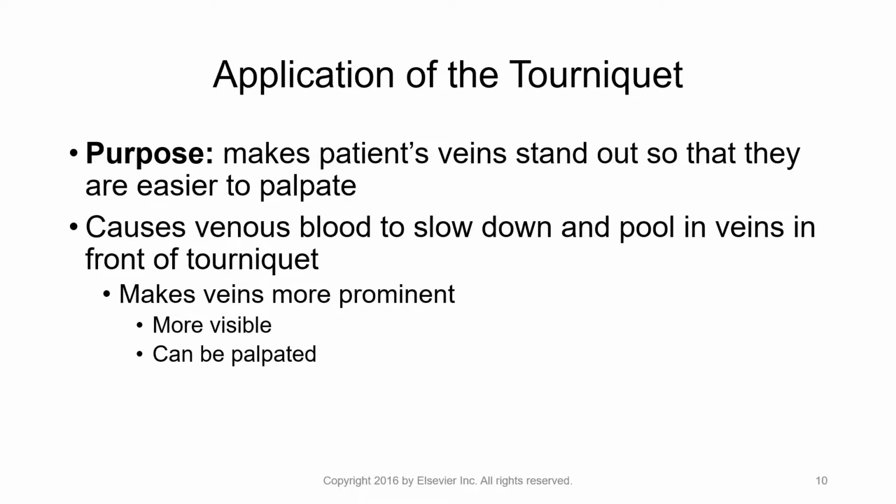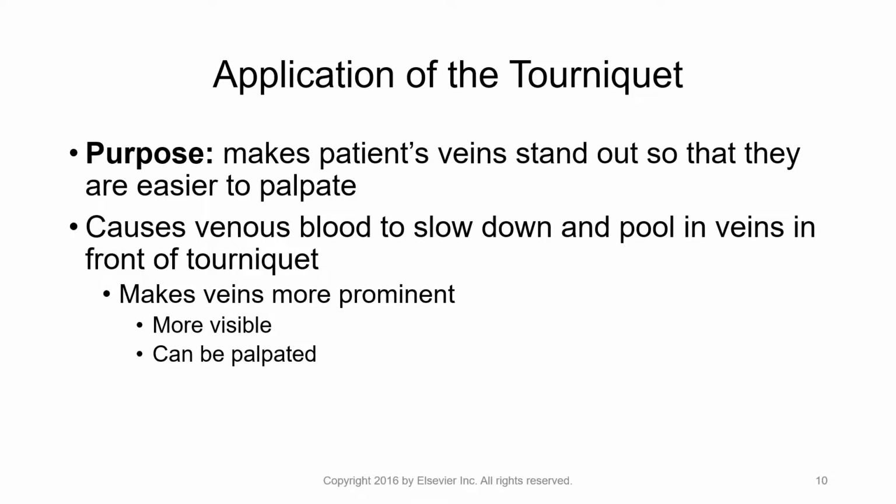Your tourniquet. Tourniquet's one of the most important pieces of equipment. It allows the veins to stand out during the venipuncture, so they're easier to palpate. The reason why it makes the veins stand out is because it slows down venous blood flow, and the blood pools in the veins in the area distal to the tourniquet. Remember, blood's traveling up the arm. It makes the veins more prominent.